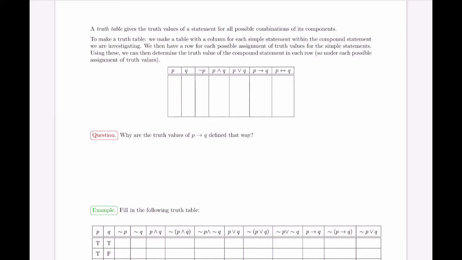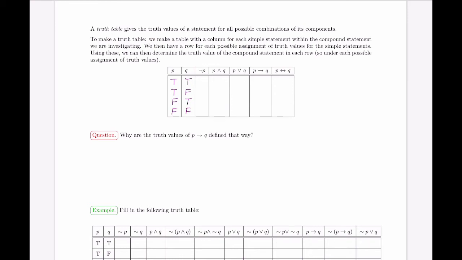Let's think about what are the possible choices. If P is true, then Q can be true or Q can be false. If P is false, Q can be true or Q can be false. And those seem to be the only options. With that at hand, let's fill that out. So I have true, true, and then P can stay true, but now Q has to become false. And then I have false, true, and false, false.